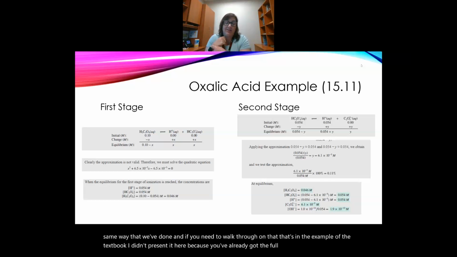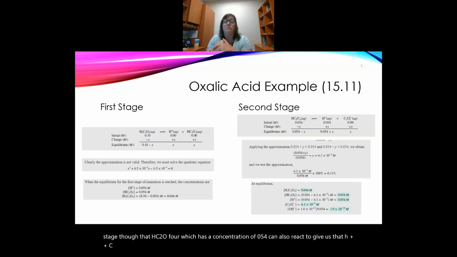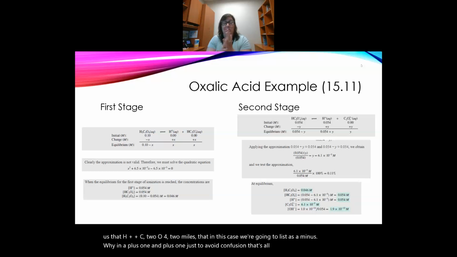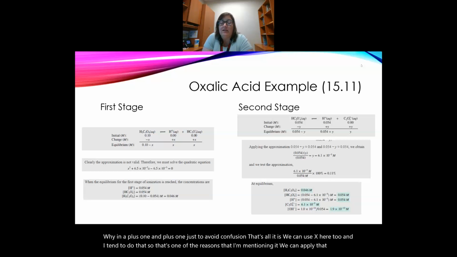In the second stage, though, the HC2O4 minus, which has a concentration of 0.054, can also react to give us H plus and the C2O4 2 minus. In this case, we're going to list it as a minus y and a plus y just to avoid confusion. That's all it is. We can use x here too, and I tend to do that, so it's one of the reasons that I'm mentioning it. We can apply that approximation. In this case, we can do it, and it is smaller than the 5%, which we see there. So we apply the approximation.